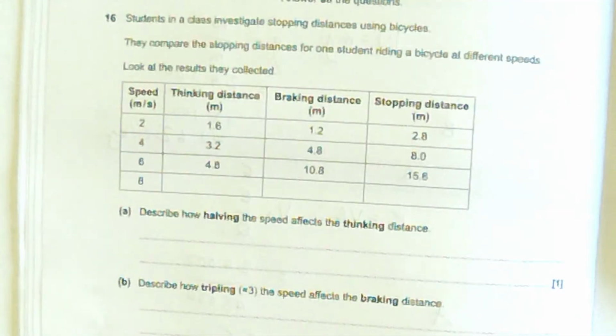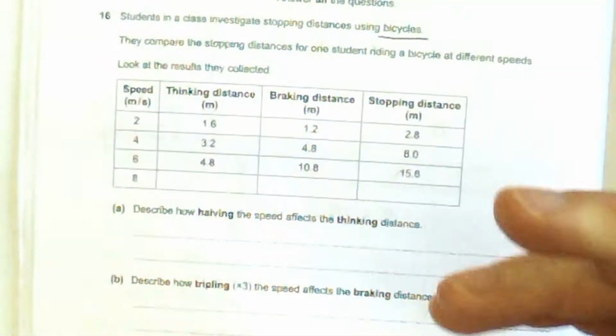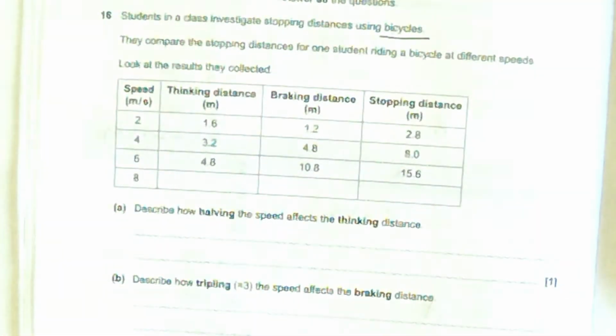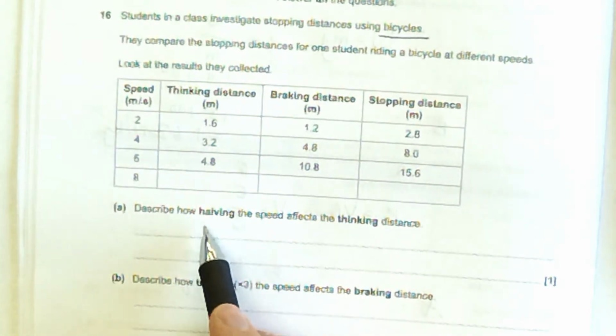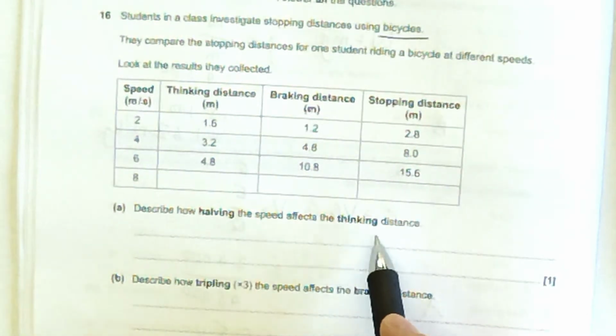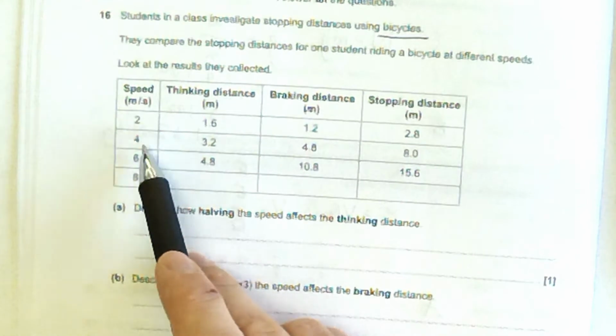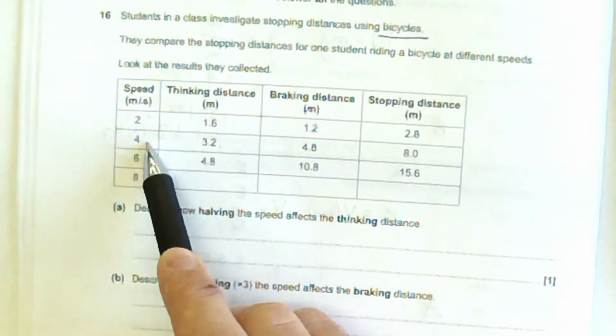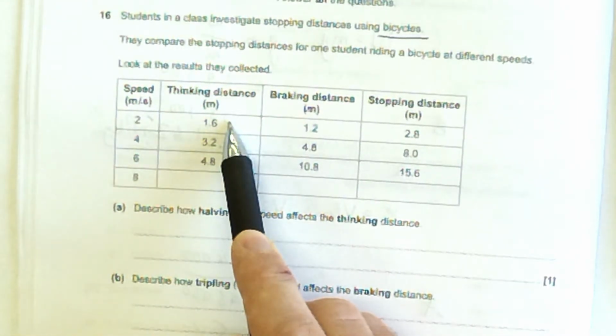Okay, so students in class investigate stopping distances using their bicycles. Fun day, fun lesson to do that. They compare the stopping distances of one student riding a bicycle at different speeds. Look at the results they collected. Describe how halving the speed affects the thinking distance. Well, you can do this using this data, can't you? Well, you can see that half the speed, half the thinking distance.